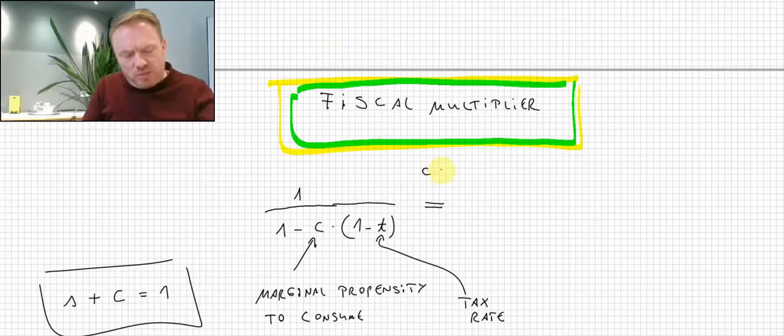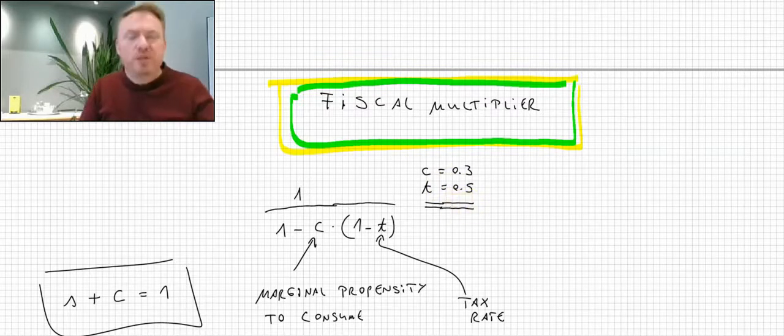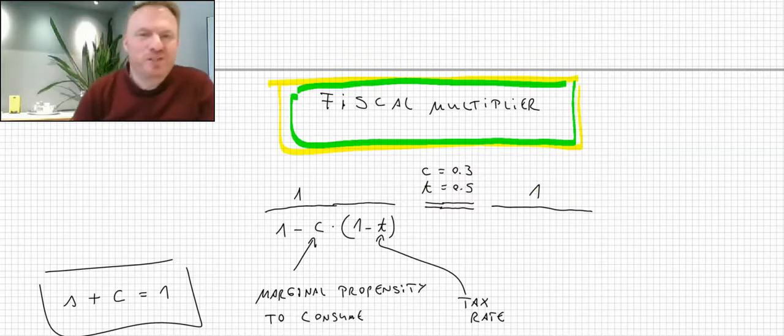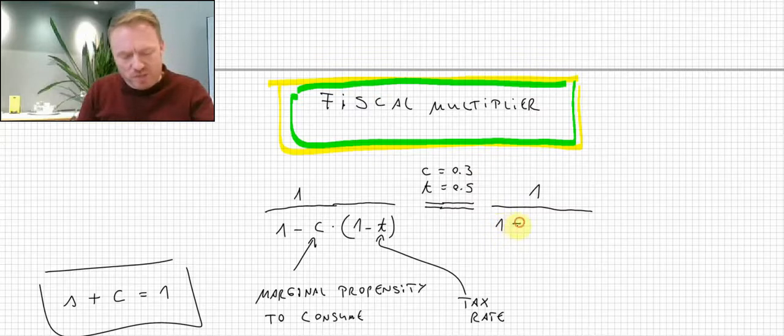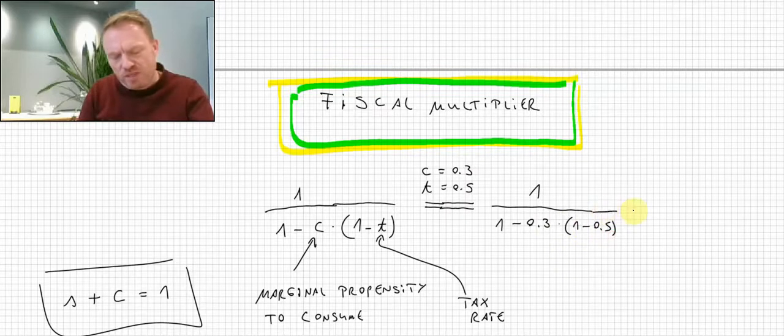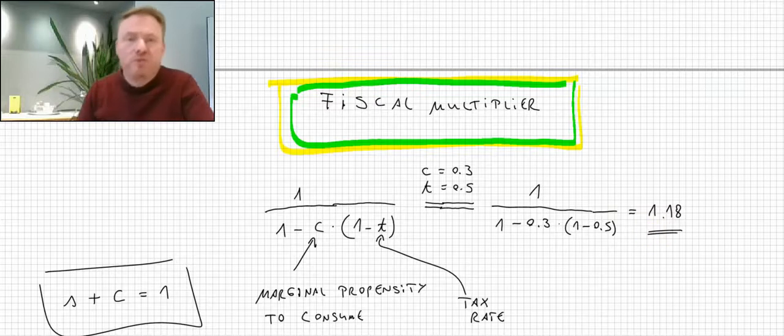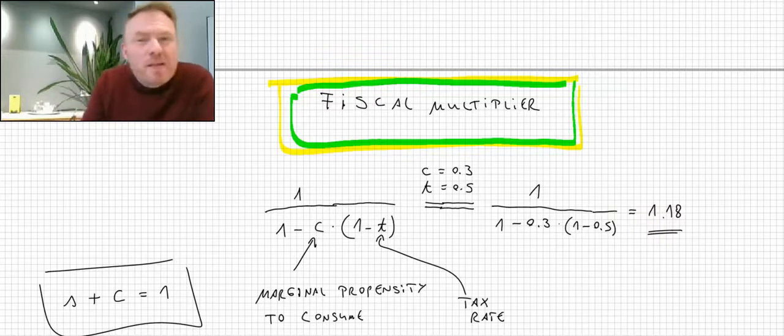Let there be a marginal propensity to consume of 0.3 and a tax rate of 0.5, and let's just try to compute it. With the help of a handheld computer, that shouldn't be any difficult work at all. 1 divided by 1 minus 0.3 times (1 minus 0.5), and that is 1.18 if I round to 2 decimal places.